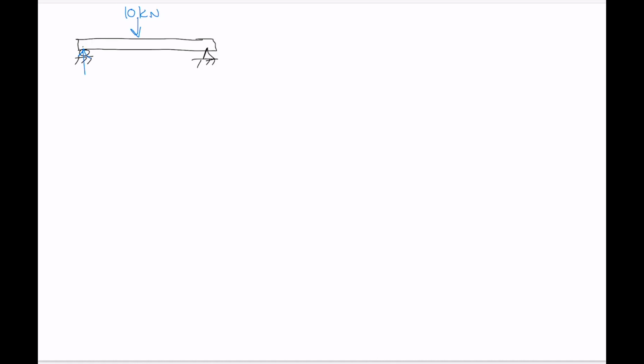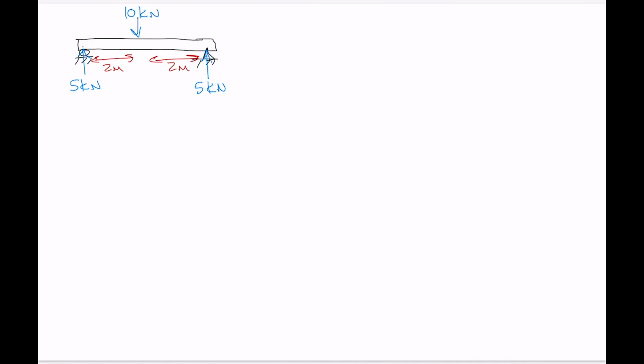If this is right in the middle of those two, let's say distances of maybe 2 meters and 2 meters, then those support reactions are going to be equal. So we've got 5 kilonewtons over here for AY and 5 kilonewtons over here for BY if we change that into a free body diagram.